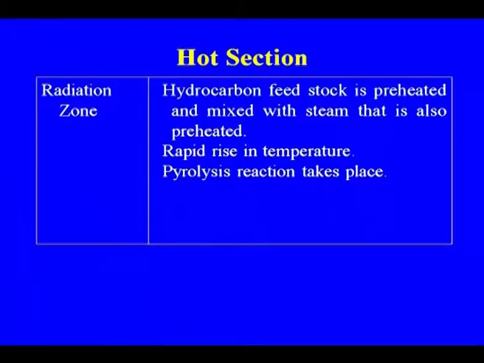The hot section has two sections, one is the convection zone and the other is the radiation zone. In the radiation zone, the hydrocarbon feed is preheated and mixed with steam, which is also preheated, a rapid rise in temperature takes place, and the pyrolysis reaction takes place.